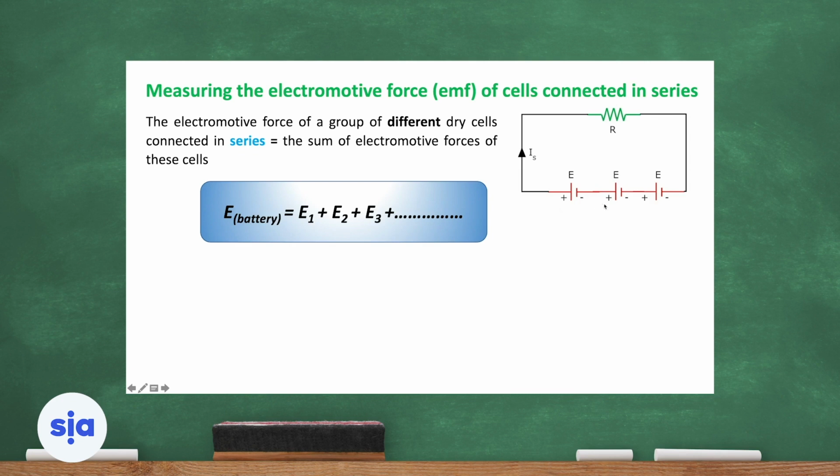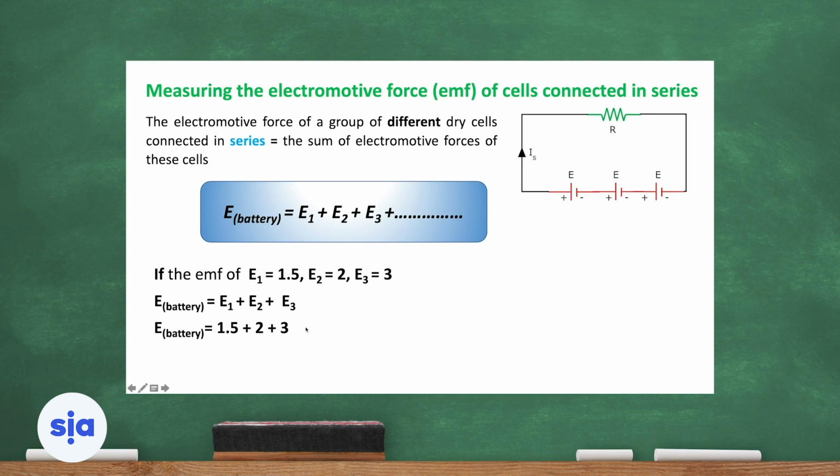E1 plus E2 plus E3. The total will be the electromotive force of the whole battery. So if the electromotive force of cell number 1, E1, is 1.5, E2 is 2, E3 equals 3, what is the total electromotive force of the battery? It's E1 plus E2 plus E3. It's 1.5 plus 2 plus 3 equals 6.5 volt.